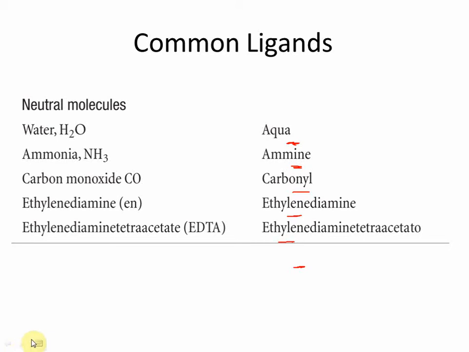Some other common ligands, these are neutral molecules. Water is an aqua ligand. Ammonia becomes ammine, and the ammine has two M's. Carbon monoxide becomes a carbonyl. Ethylenediamine, which is abbreviated en, becomes ethylenediamine, so it stays the same. And ethylenediaminetetraacetate becomes ethylenediaminetetraacetato.